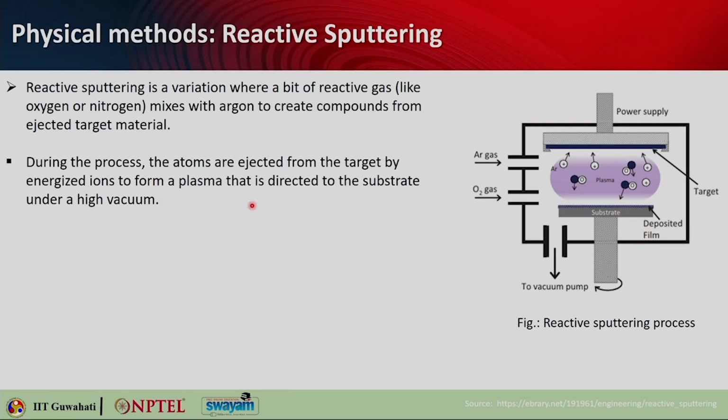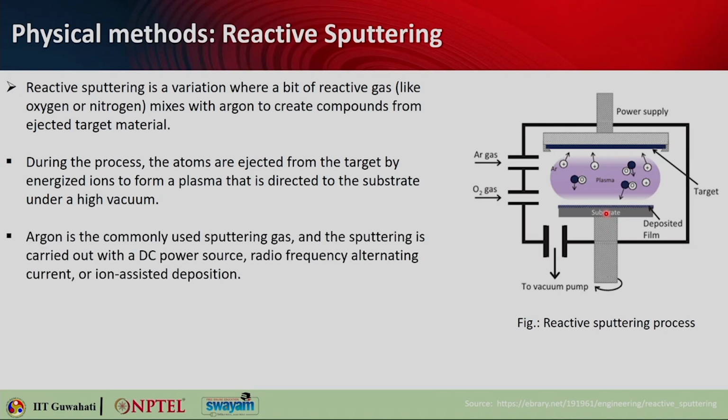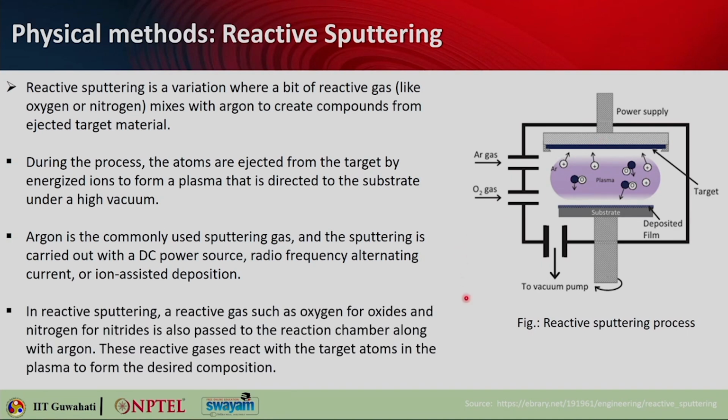So during this process, as you can see, the atoms are ejected from the target by energized ions to form a plasma that is directed to the substrate under a high vacuum. Argon is commonly used as the sputtering gas, and the sputtering is carried out with a DC power source, RF alternating current, or ion assisted deposition. There are three methods. So mainly DC and RF sputtering are used, and in this particular case of reactive sputtering, a reactive gas such as oxygen is used for getting oxides. You can use nitrogen if you want to create thin films of nitrides. Okay. They are also passed to the reaction chamber along with the argon gas that you can see here, and these reactive gases react with the target atoms in the plasma to form the desired composition, and then they get deposited in the film, as I explained before.